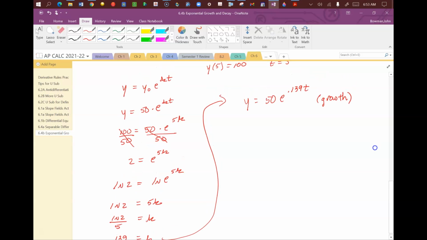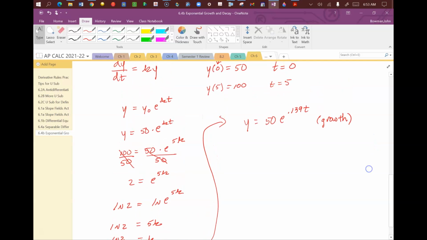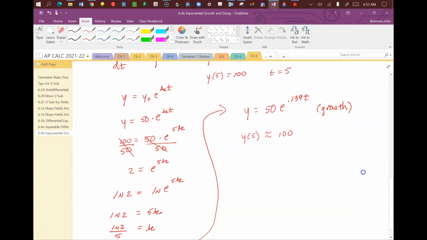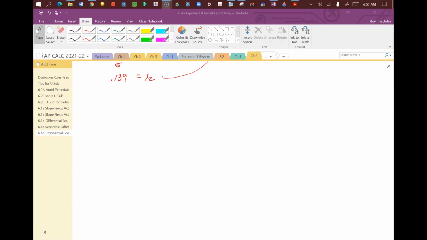And if you'd like to further verify that, taking into consideration rounding, you can verify that y of 0 is 50, that's easy, and y of 5 should be approximately equal to 100, minus the rounding errors. So the next thing I'd like to talk about is the idea of a half-life, because half-lives are associated with exponential decay.